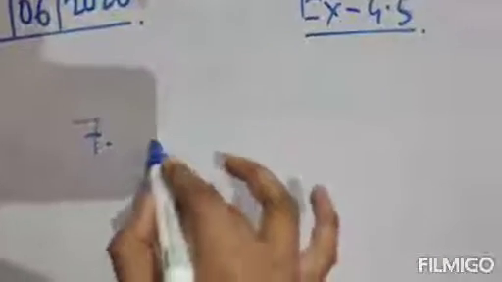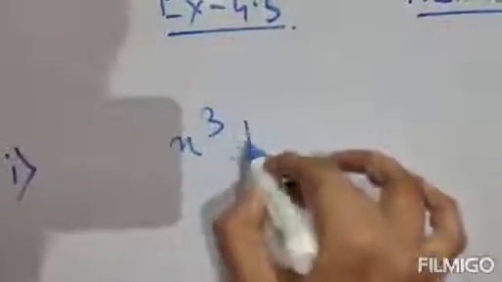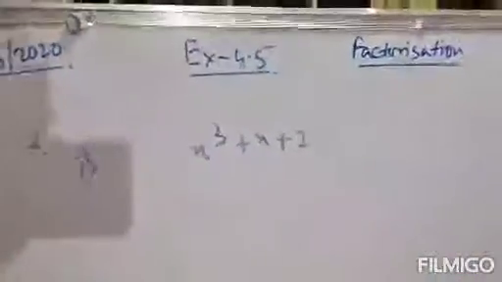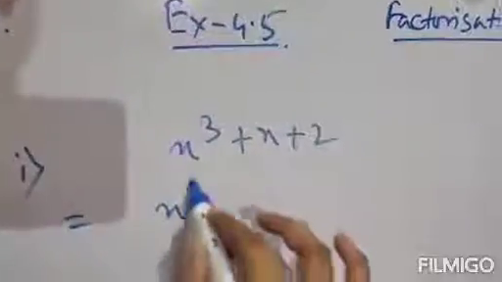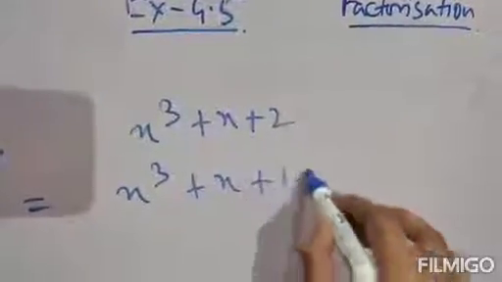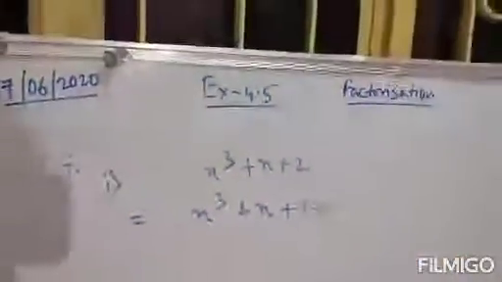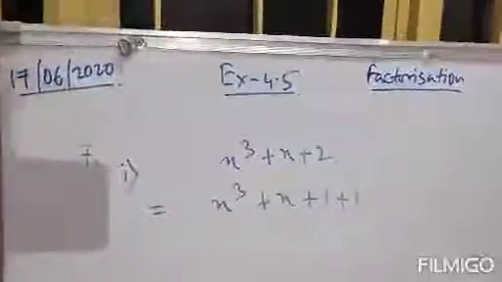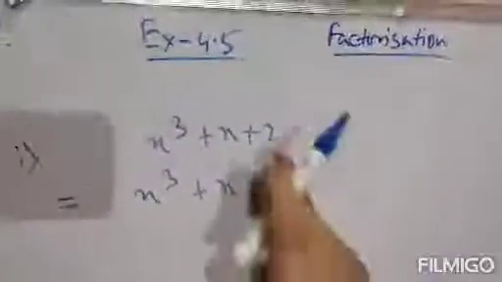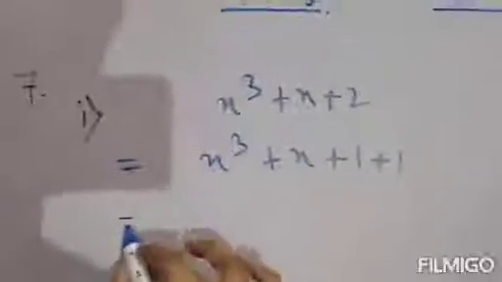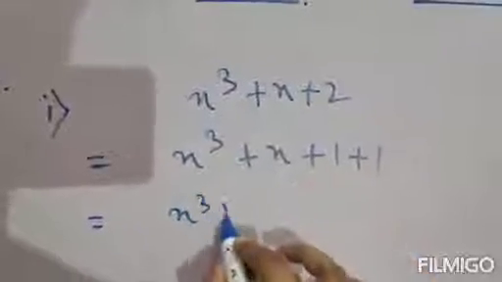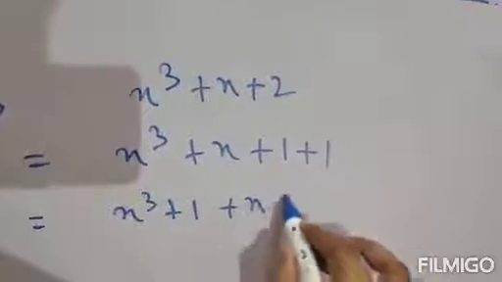Question number 7-1. The question is x to the power 3 plus x plus 2. This is the question. Now we can write this expression like this: x to the power 3 plus x plus 1 plus 1. We break the 2 into 1 and 1. Now take one 1 with x to the power 3 and the other 1 with x, like this.